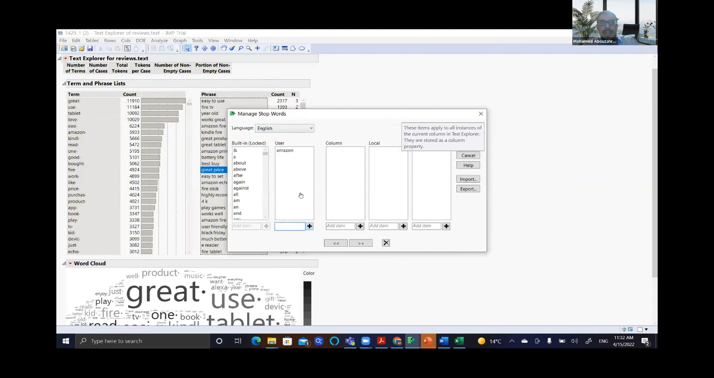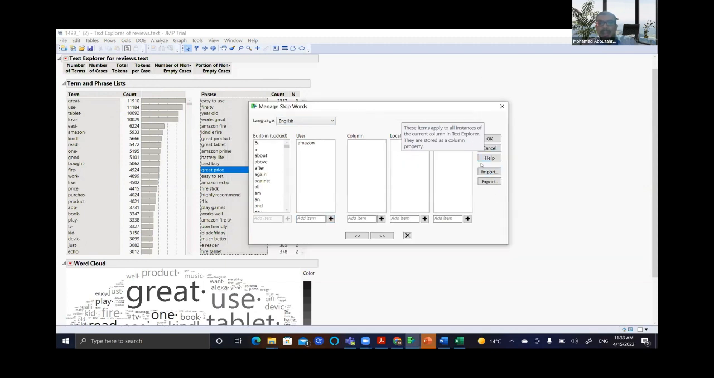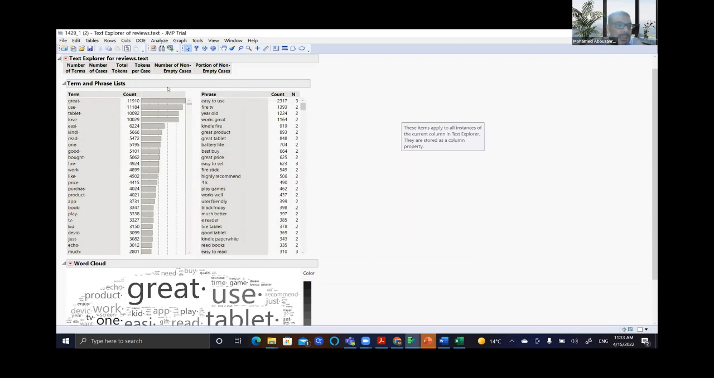Okay. Now Amazon will be excluded from any analysis after this. So once I add it here, it will not be included in my analysis. Okay, so you can see now it's gone from my list of phrases, right? This is a trick we do. When do you use this?